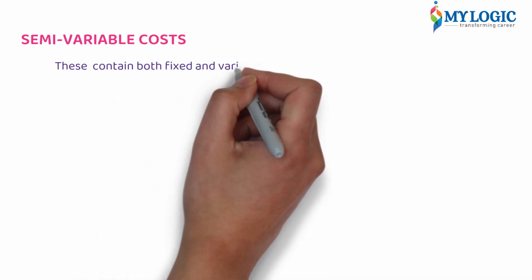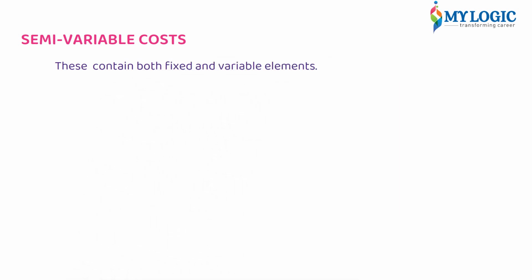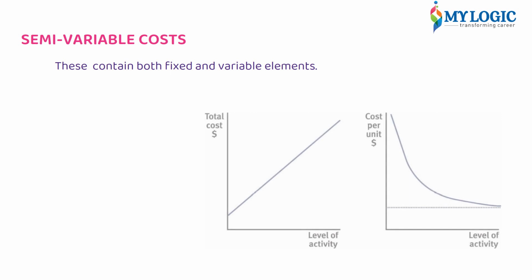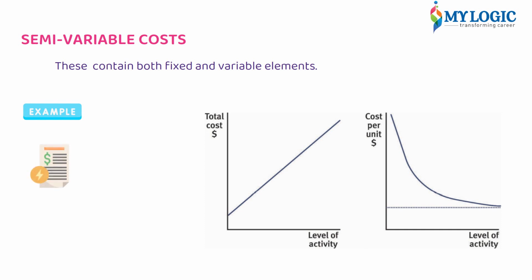Semi-variable costs. These contain both fixed and variable elements. Semi-variable costs can be shown graphically as follows. For example, electricity bills. There will be a flat rate which remains fixed. Over and above this, there will be a variable rate determined based on usage.